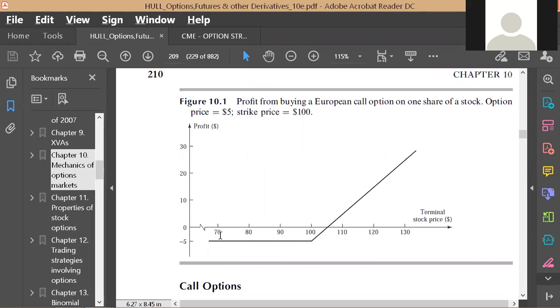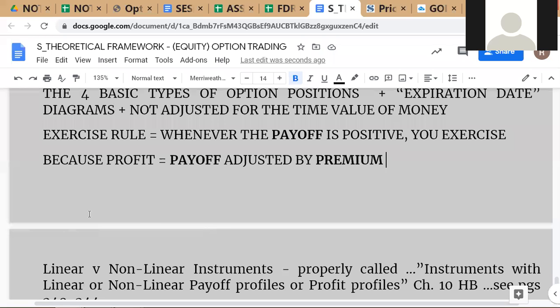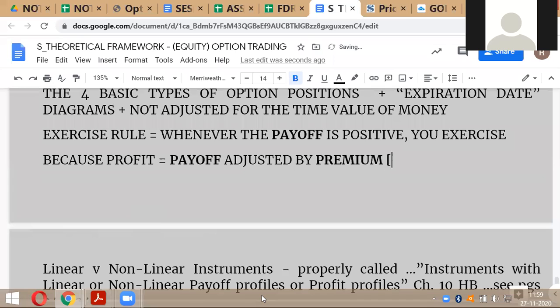In both cases, whether you paid a premium or received a premium, it is always true that profit is payoff adjusted by premium. That's why I didn't write minus premium, because sometimes premium is positive when you're selling options. So in more general terms, I said adjusted by premium. Premium might be positive or negative. Now let me write that here. Okay, premium.